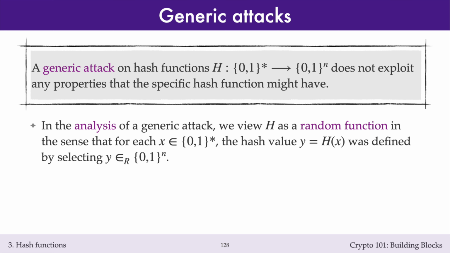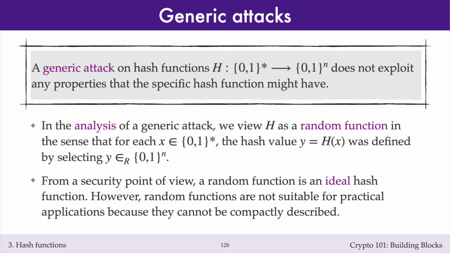When we analyze generic attacks on hash functions, we view the hash function as a randomly selected function in the sense that for each message x in the domain of the function, we assume that the hash of that message was chosen uniformly at random from the codomain of the function. From a security point of view, a random function is an ideal hash function.